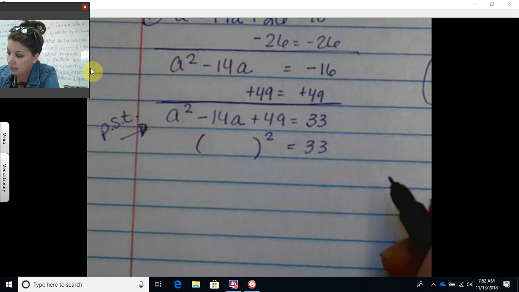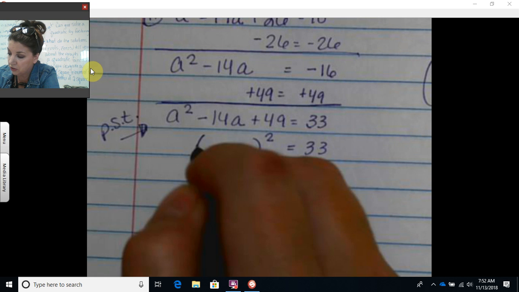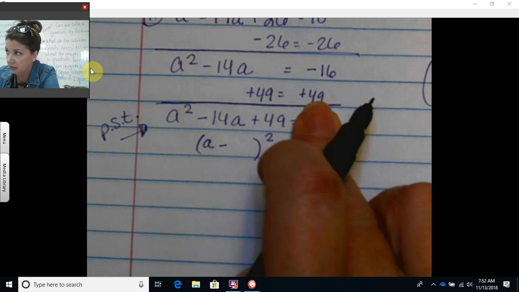The sign will be the sign of b. The first term is the square root of the first term. The last term is the square root of the last term. Not looking at the other side of the equal sign, okay? So the square root of 49 is 7.